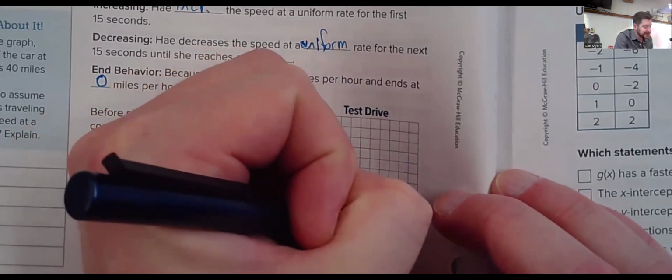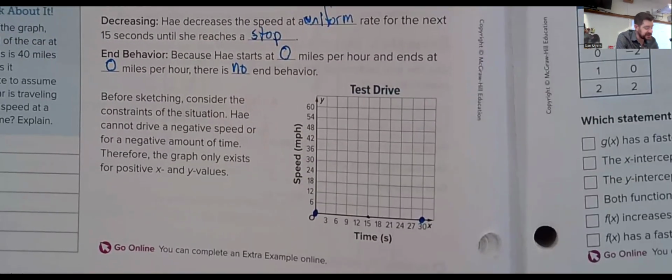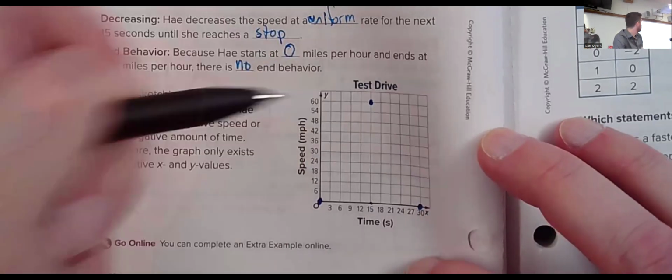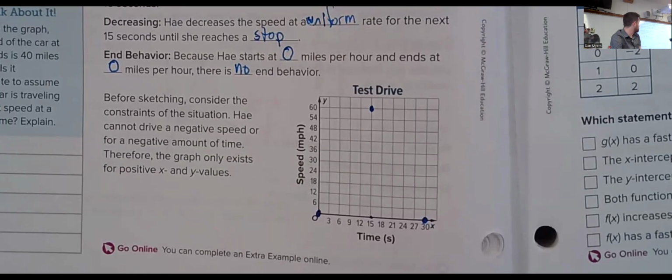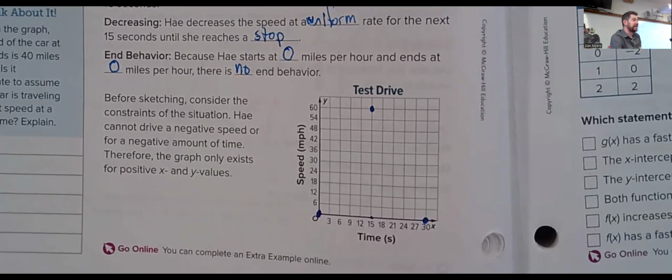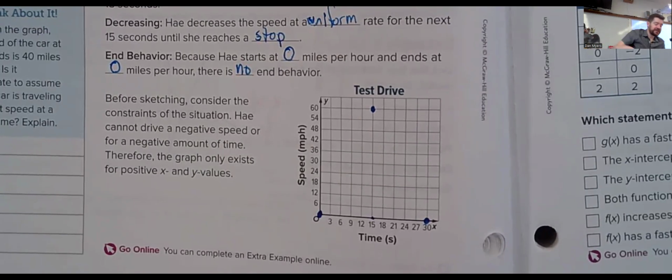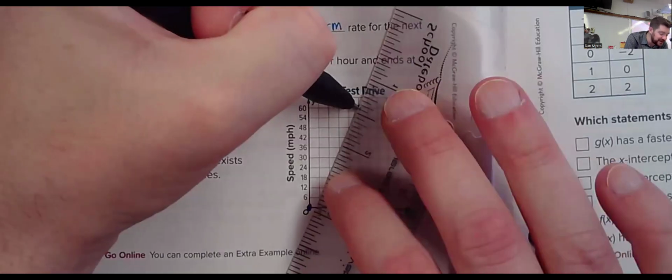Okay. After 15 seconds, she's at a speed of 60 though, so we'll go up to 60 right there. And because we're saying it's uniform, this is basically going to look like an upside down V. So put as straight of a line on there as you can. If you have an ID card or a ruler, that's never a bad idea to make a nice straight line.